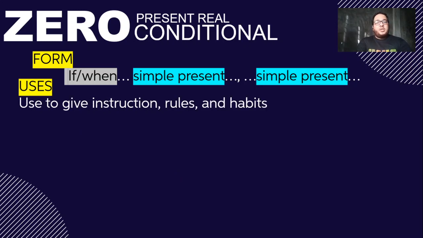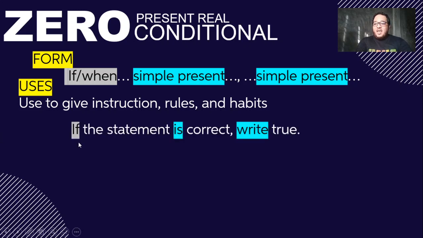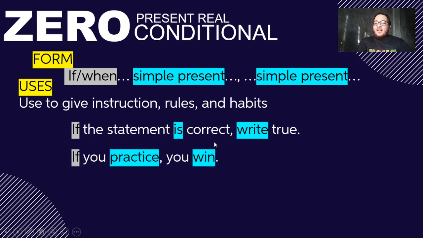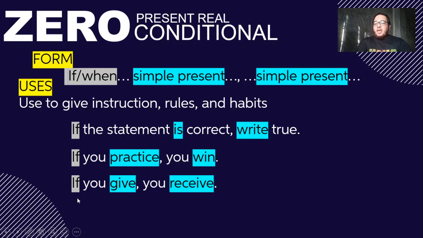We can also use zero conditional in giving instruction, rules, and habits. Just like this one, you always hear this from your teachers: "If the statement is correct, write true." Giving instruction: if, simple present, and a simple present tense in the main clause. Another one, if you practice, you win. Unspoken rule: if you give, you receive.